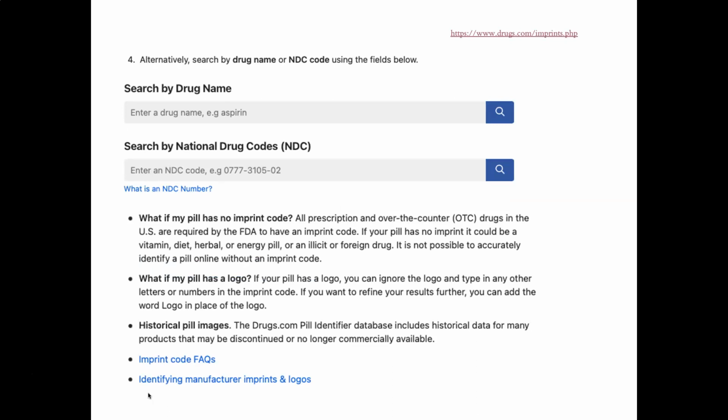You can also search by drug name if you know what it is, or by NDC. And if you're not sure what an NDC is, you will be learning about that in your discussion this week about NDC numbers and the FDA's National Drug Code Directory. And then it gives you some information about what if your pill has no imprint code, what if it has a logo, what if it has been discontinued or is no longer commercially available. So again, you can go out to drugs.com and look at this information.